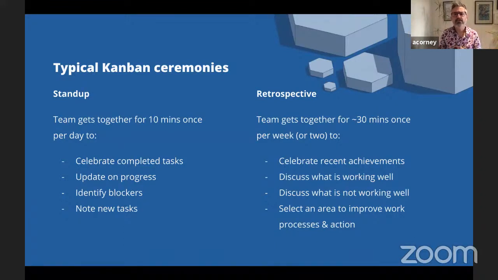And then a retrospective is something that would happen for about 30 minutes, maybe once every week or two at the end of the week. Again, potentially a way to celebrate achievements. And then also to talk about what is working well within the team, what is not working well within the team. And ideally, at the end of a retrospective, you select one area that you'd like to try and improve in terms of your work process. And then you think of a way to action that. And it can be very, very small. It doesn't have to be massively ambitious. It's all about making very small improvements to the work that you do on a regular basis.